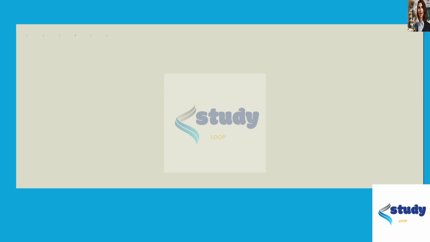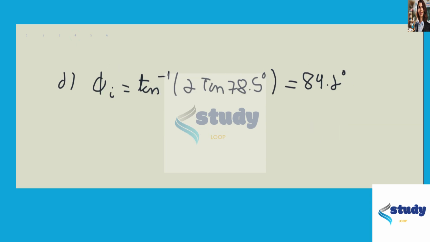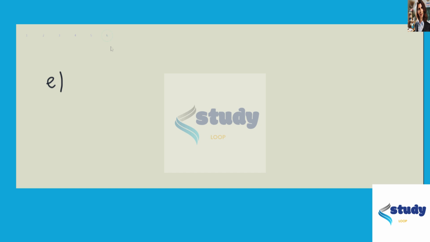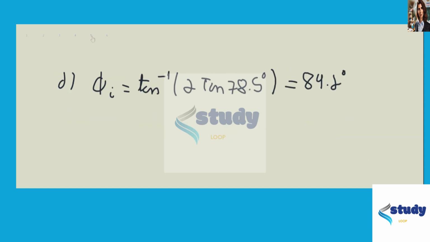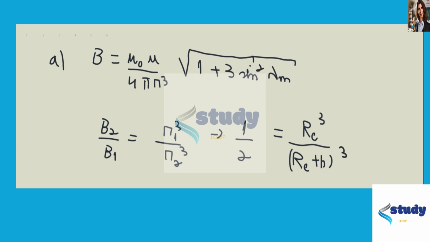And now for part E, we want to suggest why the values you calculated for C and D differ from the measured values. So a plausible explanation for the discrepancy between the calculated and the measured values of the Earth's magnetic field is that the formulas that we use are based on a dipole approximation, which does not accurately represent the Earth's actual magnetic field distribution near its surface.